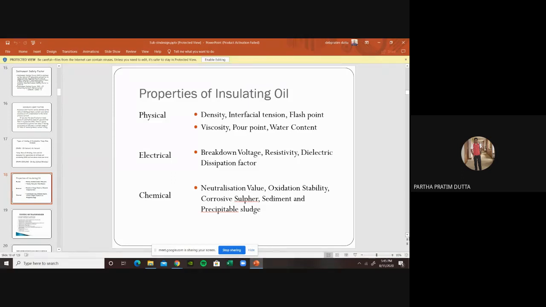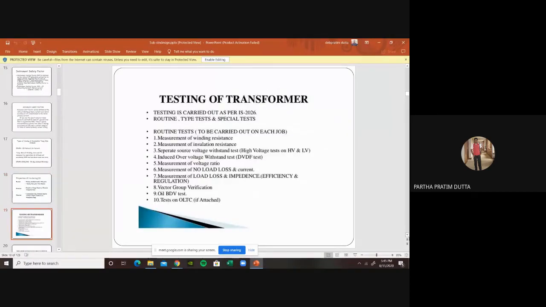So usually when choosing the insulating oil, we go through the electrical properties of the insulating oil, these three basic ones: breakdown voltage, resistivity, and dielectric dissipation factor. When we have all these three factors in place, we usually see that the physical and chemical properties of the insulating oil are already in place. So that's how we look into it.